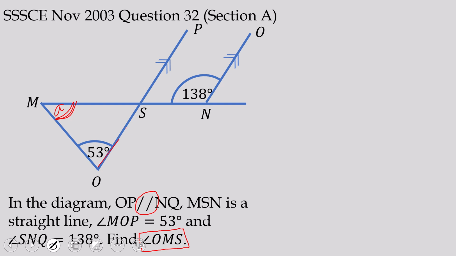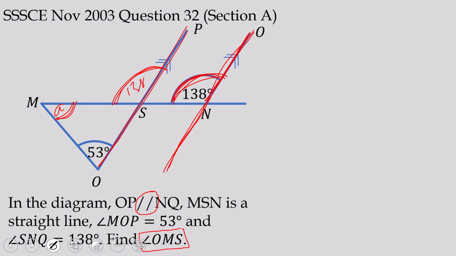Now this line is parallel to this line. I can extend this line over here a bit like this. So I have two parallel lines. Now you realize that this angle over here corresponds with this angle. They are corresponding angles. So therefore this angle is 138 degrees because corresponding angles are the same.